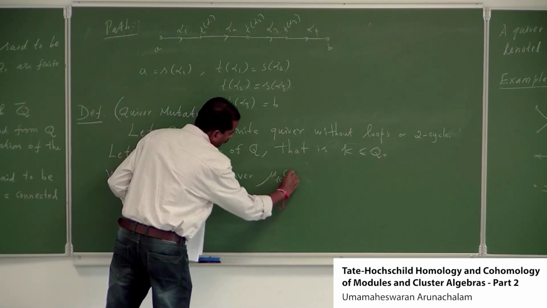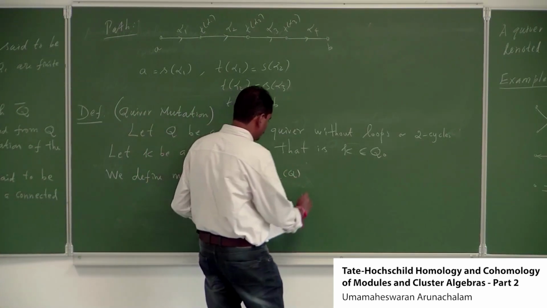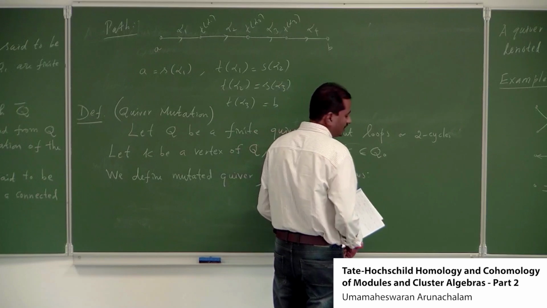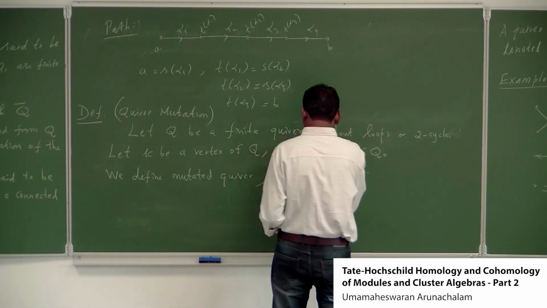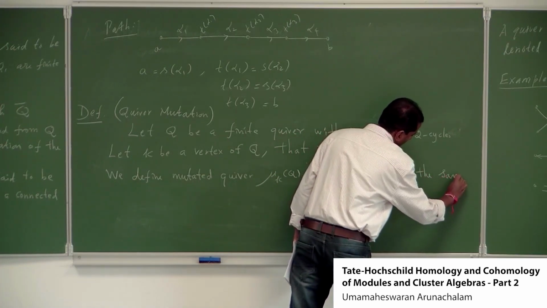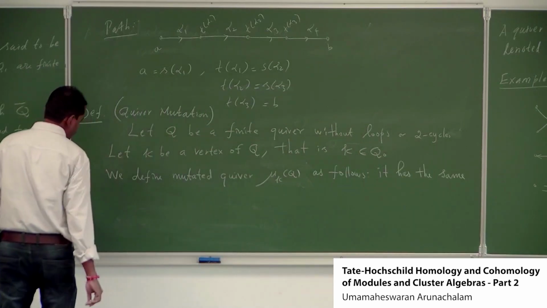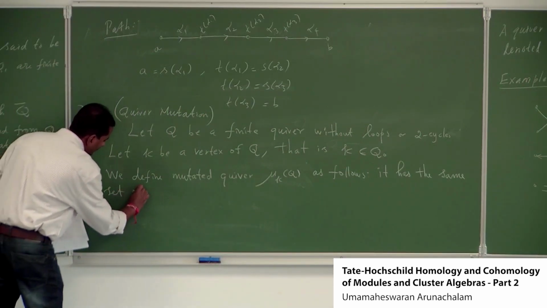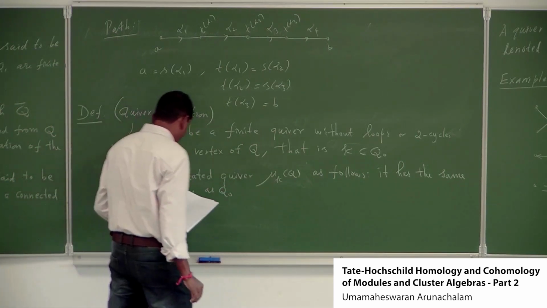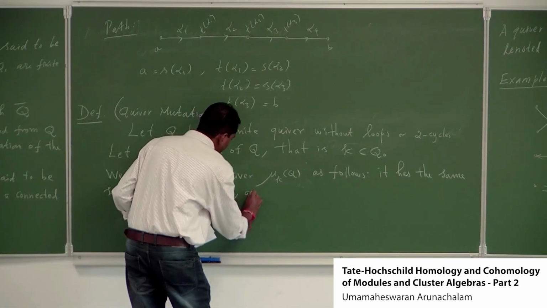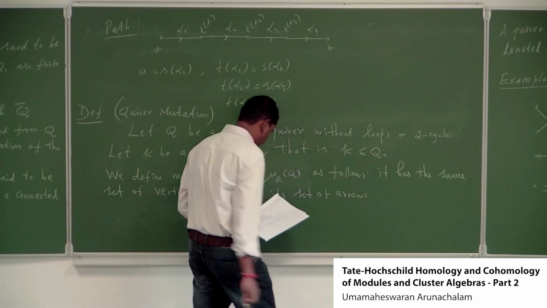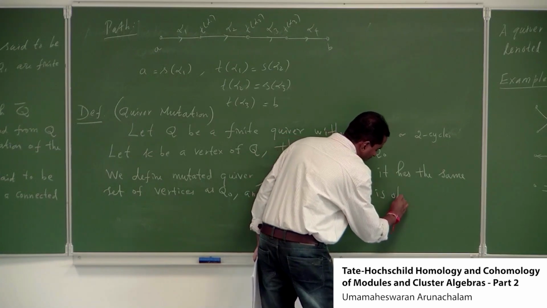Mu_k of Q, the mutated quiver. So it has the same set of vertices as Q, that means Q0, and its set of arrows is obtained by the following procedure.